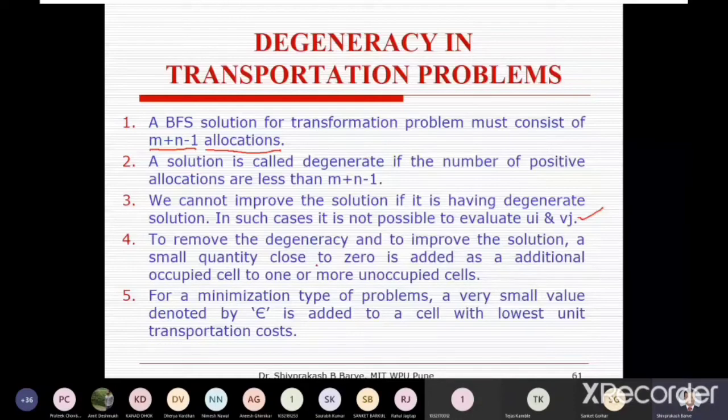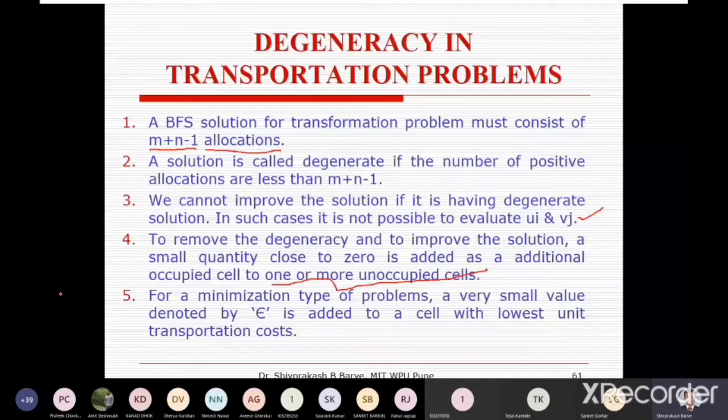To remove the degeneracy and improve the solution, a small quantity close to 0 is added as an additional occupied cell to one or more unoccupied cells. So in one or more unoccupied cells, we have to add some additional units, and those additional units can remove the degeneracy in the problem. And how to add these additional units, which are like dummy?